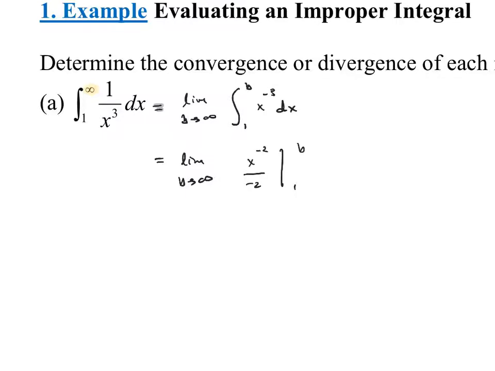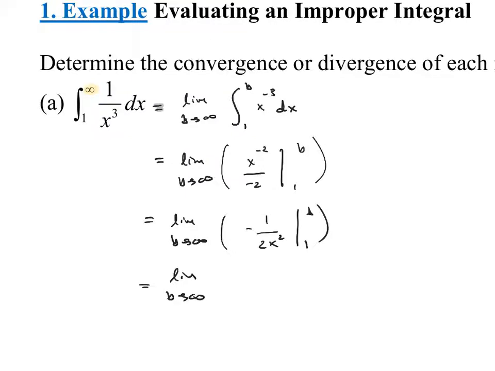Technically, we would need the plus c. So I'm going to clean this up. It's the limit as b goes to infinity. I'm not evaluating that limit until the very, very end. I'm just cleaning this up. This would be negative 1 over 2x squared, I believe, and that's evaluated from 1 to b. Let's go ahead and evaluate it. Again, keep that limit there. Don't evaluate it until the last step.